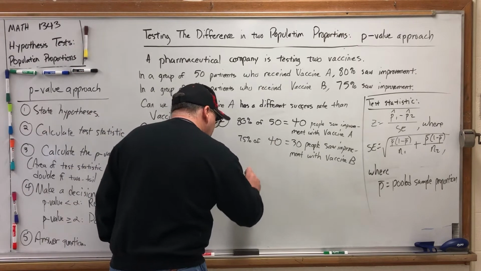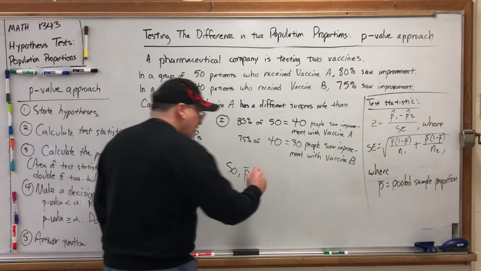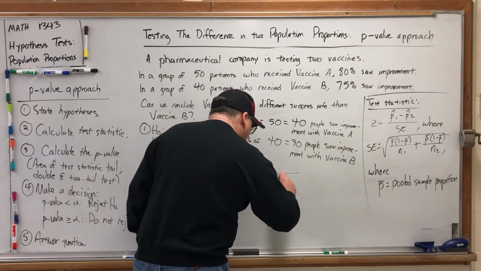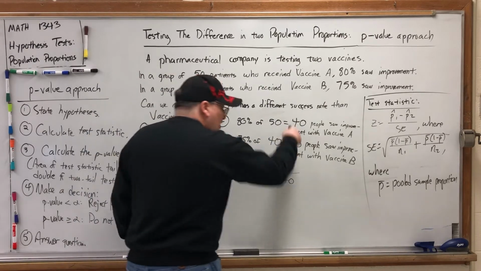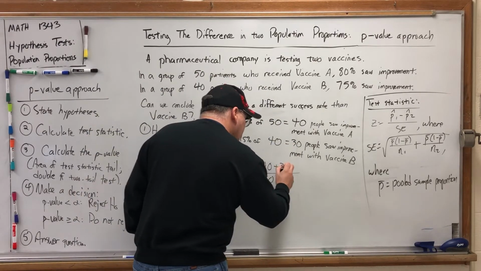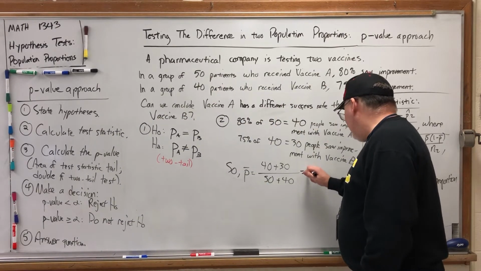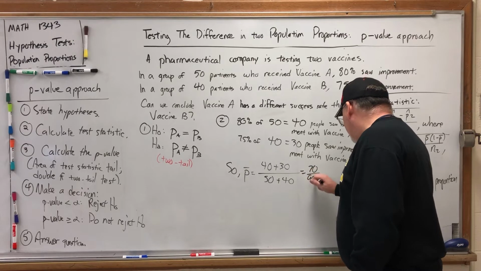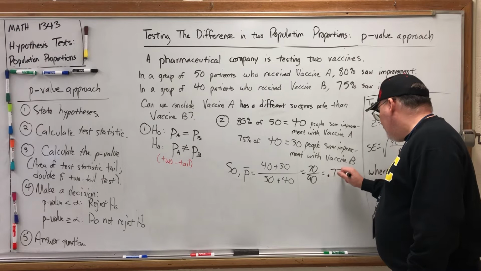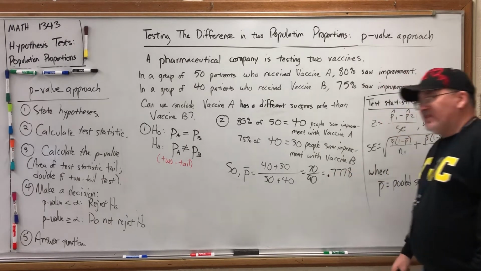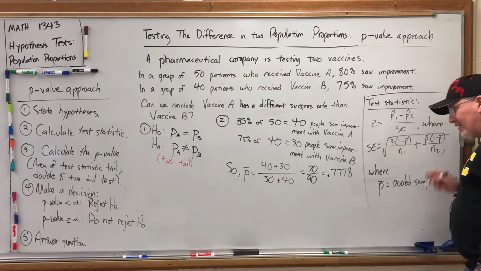proportion. So our pooled proportion, if we put the two groups together, out of the 50 plus 40 people who receive vaccines, 40 plus 30 saw improvement. That's 70 out of 90. And I don't need a calculator for this because it's going to be 0.7 repeating, which to 4 decimal places would be 0.7778. So now that we've got this piece, now we can calculate the standard error.